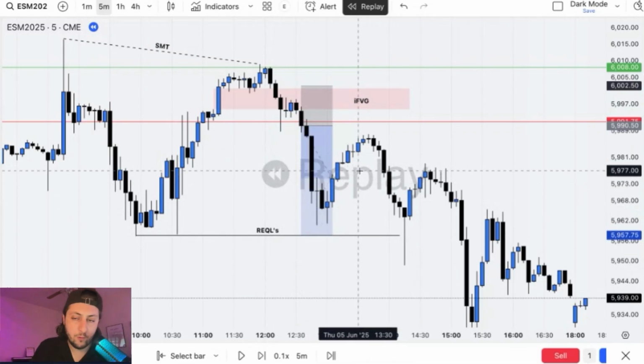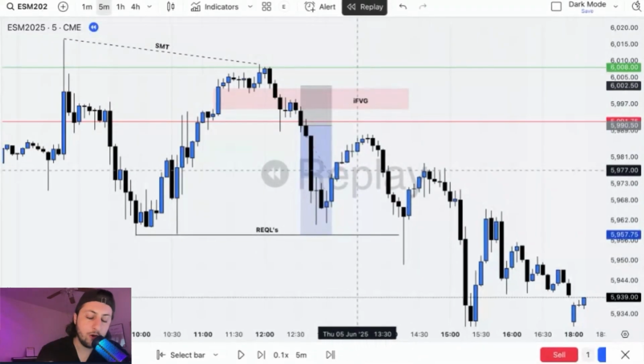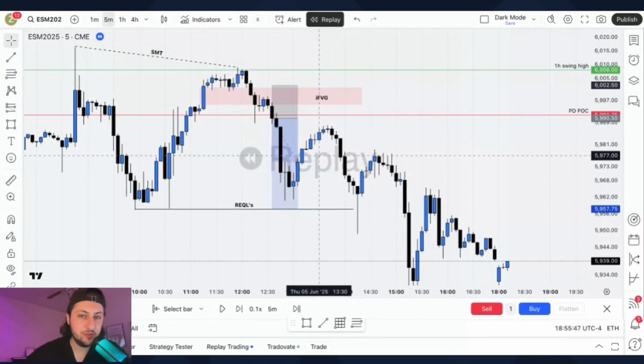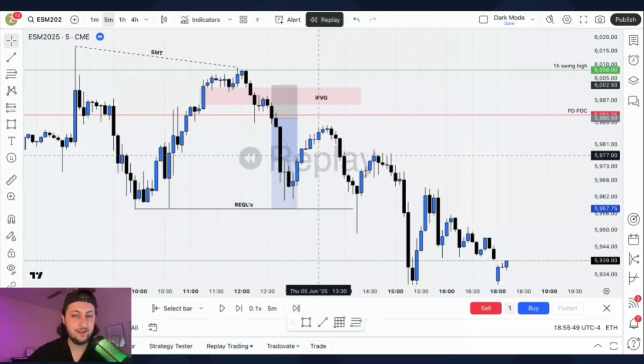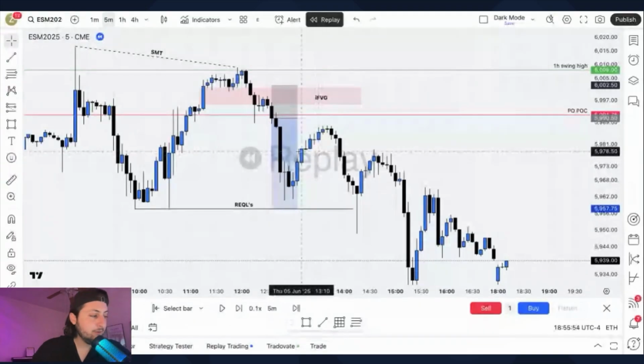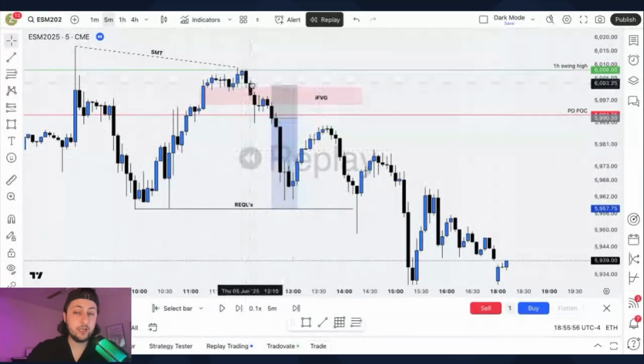Now this is entry number one. If you guys are following me and you know how I like to use volume profile, what is one thing that is wrong with this setup? I'll let you think about it for 2 seconds. Previous day's point of control. At this point, we are still above the previous day's point of control, right?